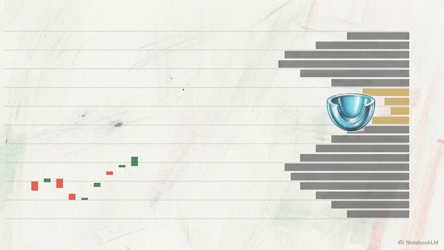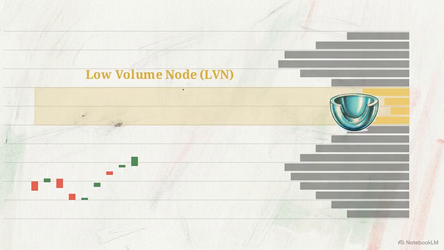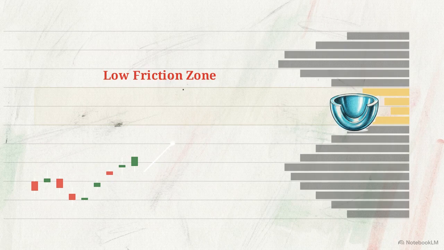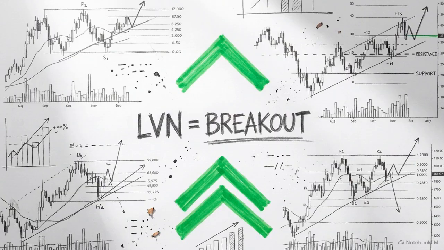Inside that profile, you will spot distinct valleys in the histogram. These are low-volume nodes, or LVNs. Because very little trading happened here previously, they act as areas of low friction. Because of that lack of friction, LVNs are not meant to act as support or resistance. Their structural purpose is to be broken. That makes them your primary target for breakout setups.